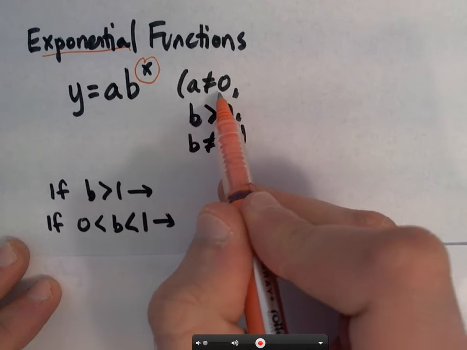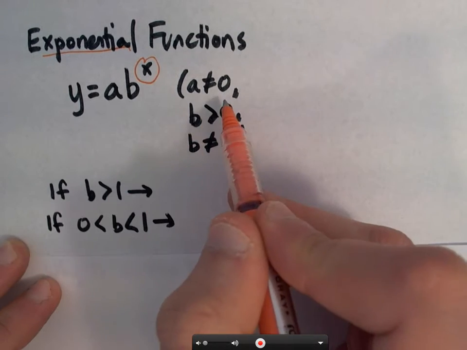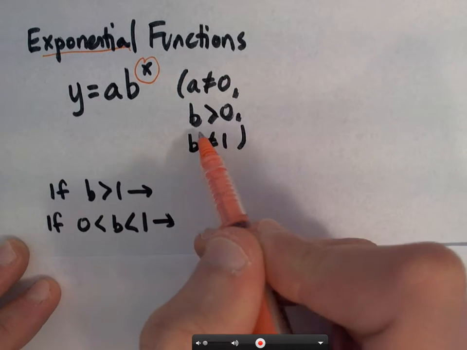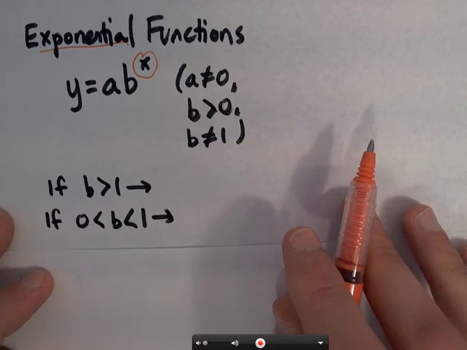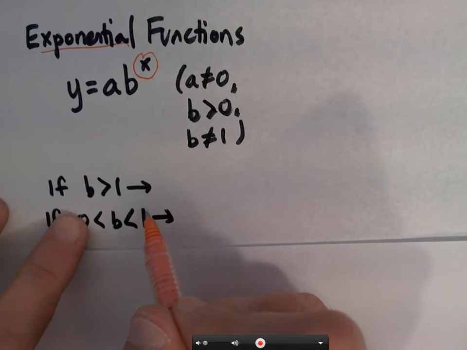And a couple things we have to watch out for. A cannot equal 0, because if a equals 0, then the entire thing would equal 0. B must be greater than 0. And finally, b cannot equal 1. All right, so with that out of the way, let's talk about what a and b stand for. Well, first off, let's tackle b.